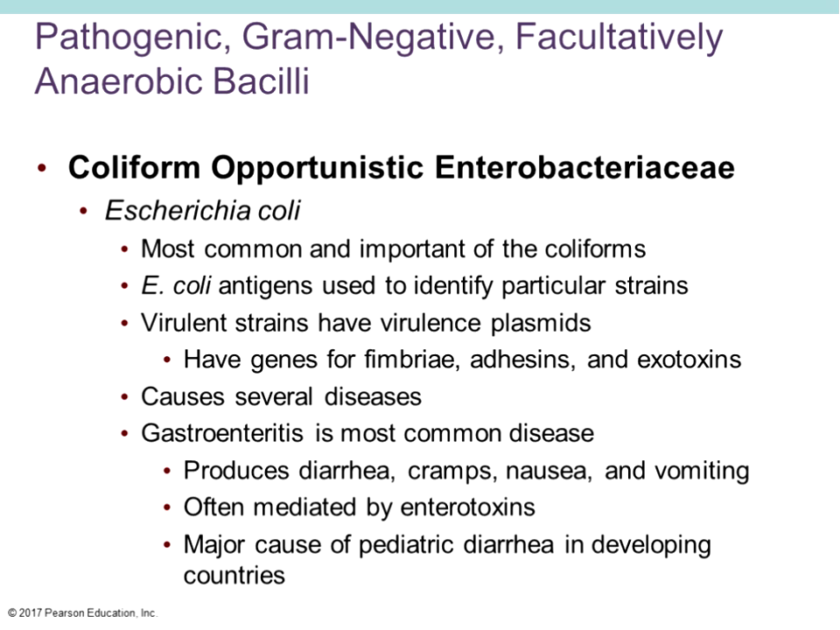Then we have these exotoxins, and with exotoxin, one of the primary symptoms that it causes is diarrhea. It can cause many different types of diseases. Gastroenteritis is probably the most common of these diseases, which is just an infection of your gastrointestinal system. It produces these cramps, diarrhea, nausea, vomiting, and this is often mediated by these exotoxins. It's the major cause of pediatric dysentery that we find in developing countries.